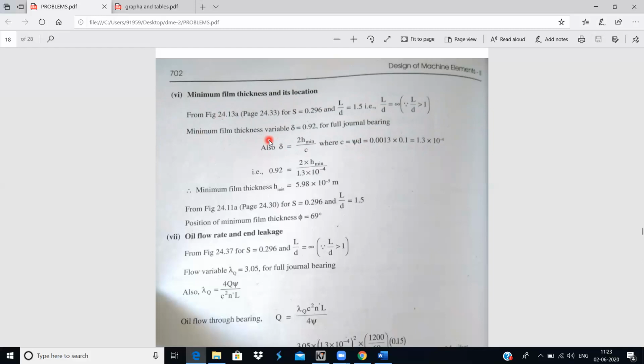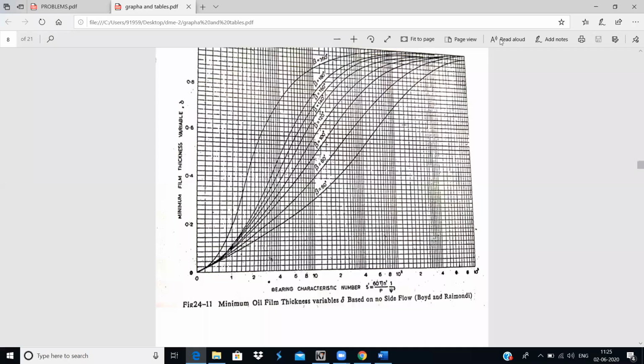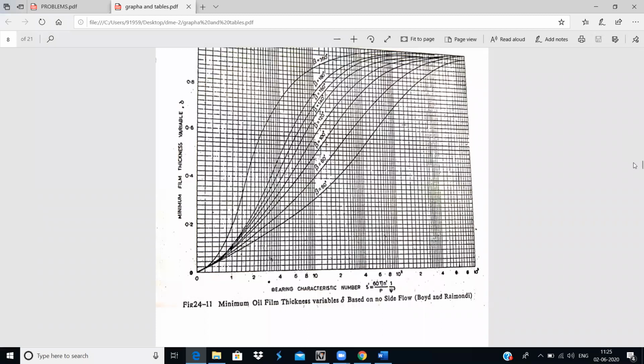Now if you see the figure number 24.13, 1 minute. See, we are going to refer the figure number 24.13a.